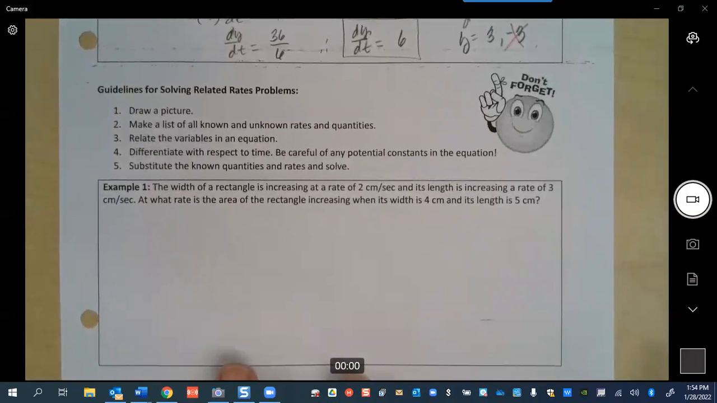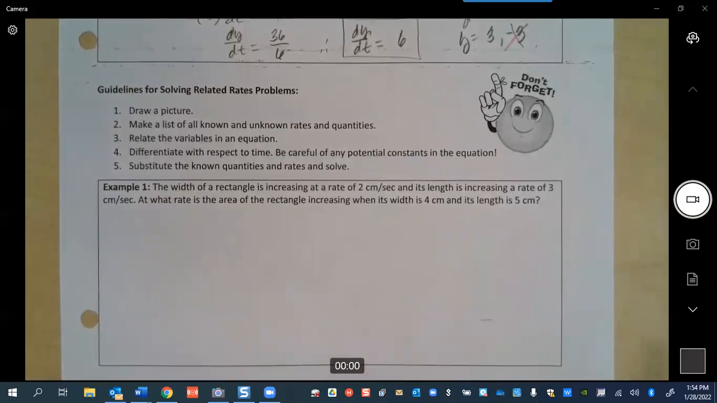Step number 2, when you approach this, is you're going to make a list of each of your unknown rates and quantities, and you're going to make sure you include units, because including units is going to be the thing that makes it easier for you to say which one goes with which one, and is this a rate? Is this an acceleration? Is this a velocity?